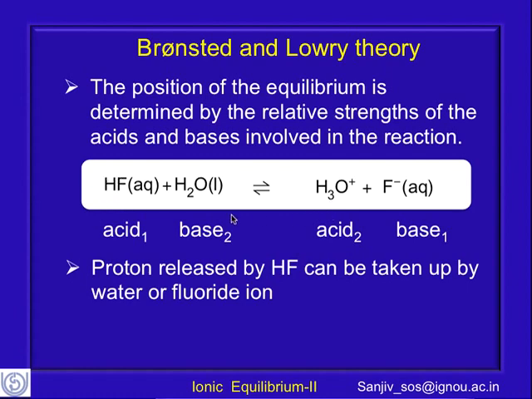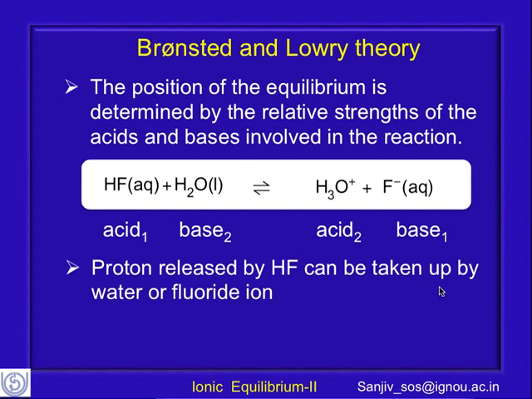Now in the system, there are two species which have a tendency to accept a proton. One happens to be the water molecule, one happens to be the fluoride ion. Both have a tendency to accept a proton, so both of them are bases in the system. This proton given by HF can be taken up by water or by the fluoride ion.